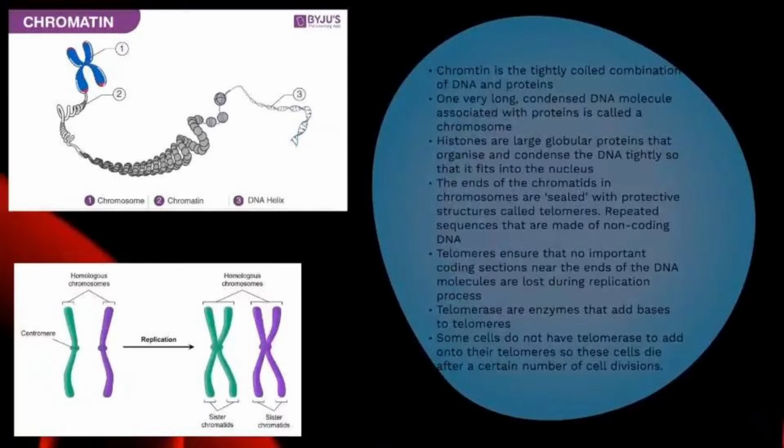So if you remember, every time we see the word ending in ase, we know that that's an enzyme. And some cells don't actually have these telomerases, and that means that each time the cell divides, their telomeres get shorter, and that means that after a certain number of cell divisions, the cell can no longer divide and be healthy, so it then goes on and dies.